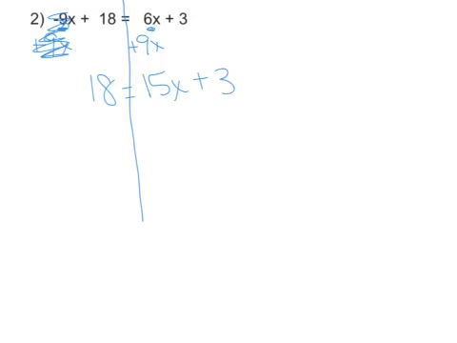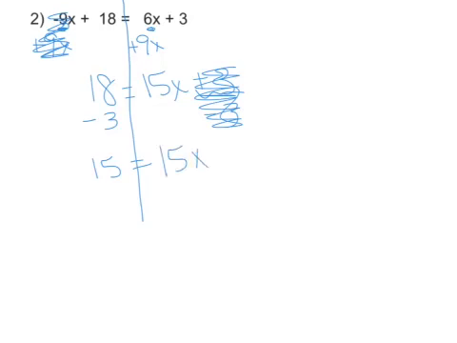So the second step is we're going to get rid of our constant. Our constant would be what we're adding on the same side as the variable, which is this plus 3. So to get rid of that, we're going to subtract 3. Whatever we do to one side of the equals, we're going to do to the other. So we're also going to put a subtract 3 below the 18. Now 18 minus 3 will give us 15. Bring down the equals. 3 minus 3 cancel each other. And on the right side you have a 15x.